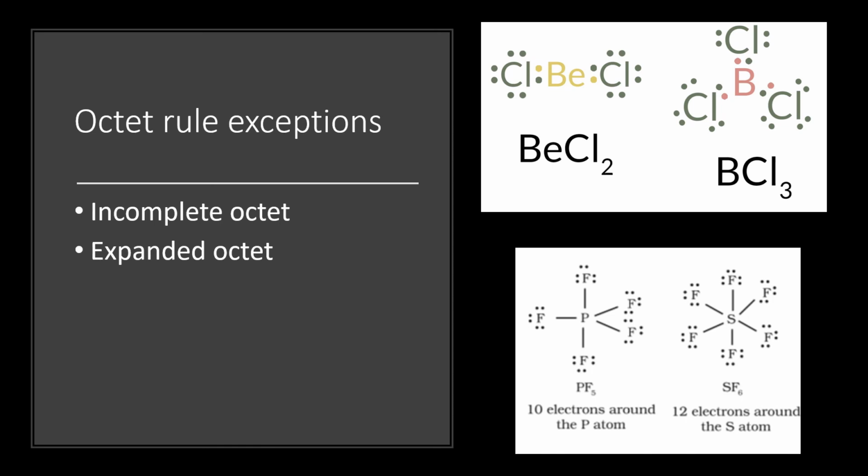Phosphorus can expand its octet to accommodate 5 bonds or 10 electrons. Sulfur can expand its octet even further to form 6 bonds with 12 electrons around the central sulfur atom.